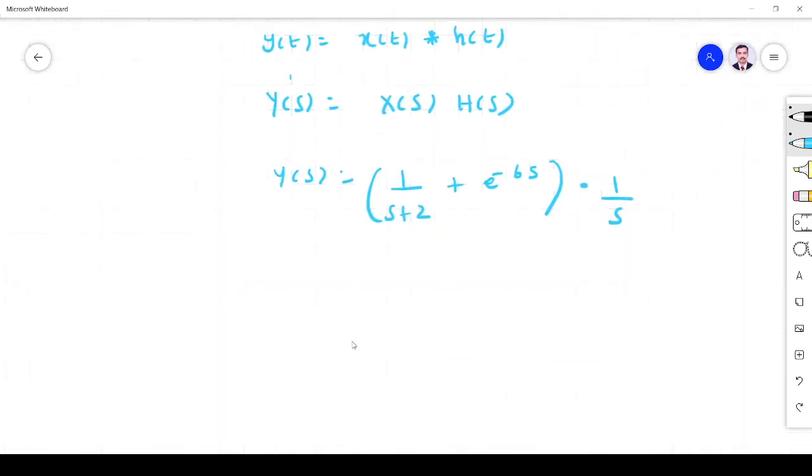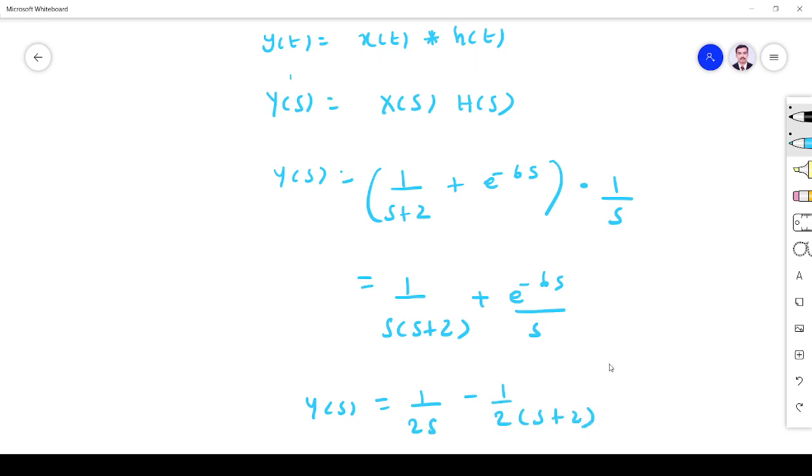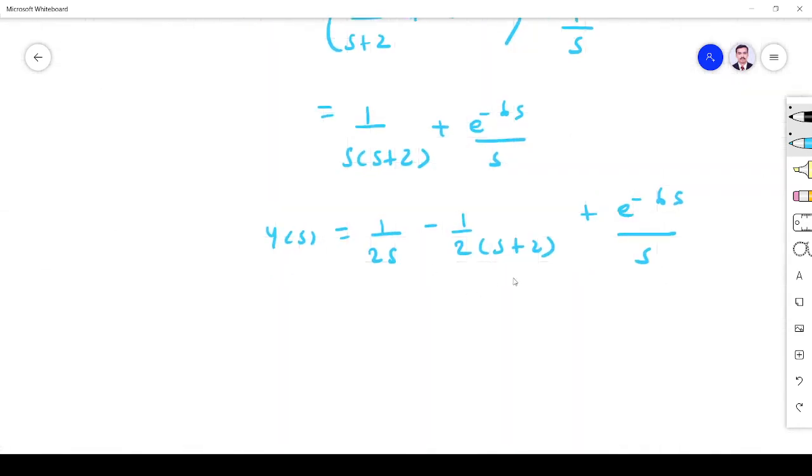So multiply all the things. If you multiply, what you get is 1 by s into s plus 2, plus e power minus 6s by s. So I take partial fraction expansion for this. If I take partial fractions, what I get is 1 by 2s minus 1 by 2 into s plus 2. This will be as it is: e power minus 6s by s. So now I got everything individually. Now I take inverse Laplace transform for Y of s, which is y of t.